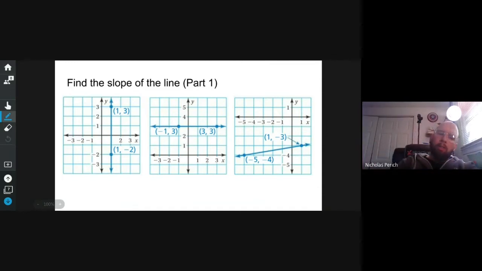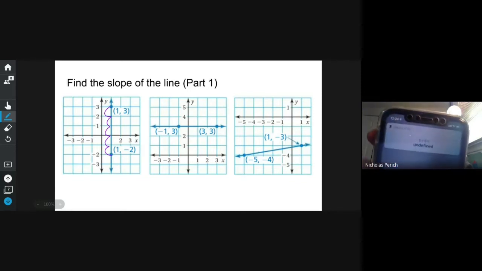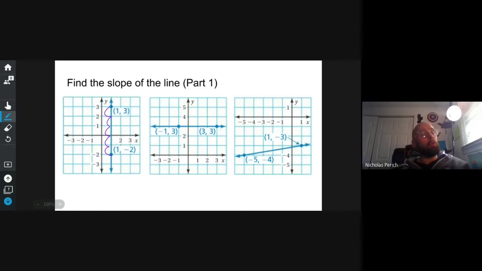My rise is 1, 2, 3, 4, 5, but my run is 0. 5 over 0. What's 5 divided by 0? If something is divided by nothing, then there's nothing to divide it with, and the division never happened. So my answer is no. Oh, that's right. You can't divide by 0.